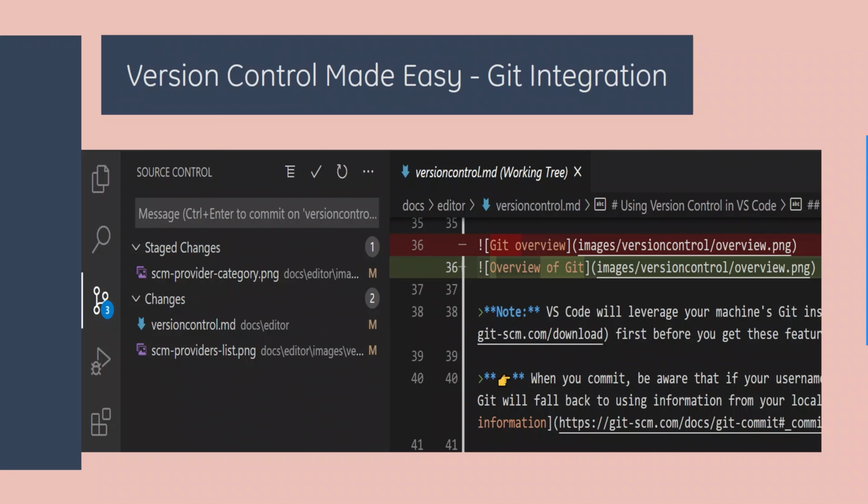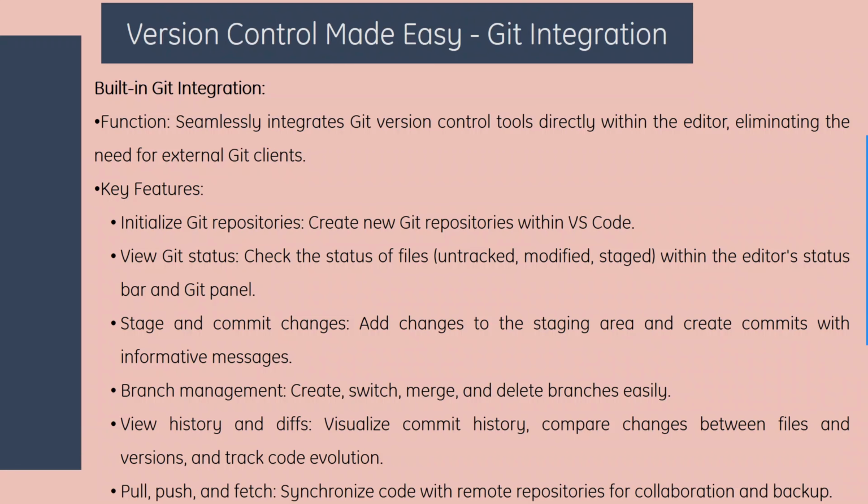So this is the version control. So you can see there is a version control. Git will fall back using the information of your local. This is the error. It is highlighting the Git integration. So we have a built-in Git integration.